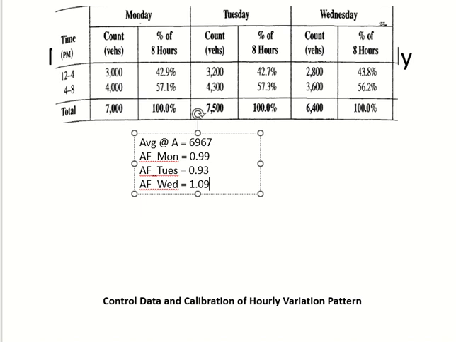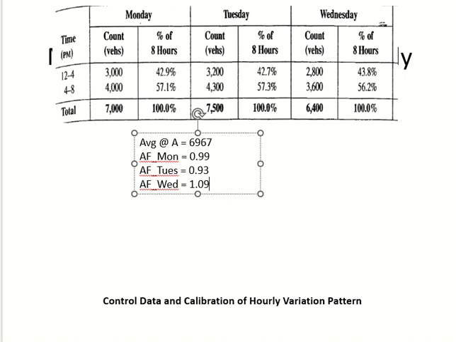Now you can see they have calculated the percentage for each 4 hours from the total, right? 42.9%, 57.1%. What are these percentages? We called them yesterday the expansion factors. These percentages are expansion factors, the hourly upon total. So 42.9 is 3000 upon 7000, which is my expansion factor. So the expansion factors are also required, which they have already given us. Okay, clear?